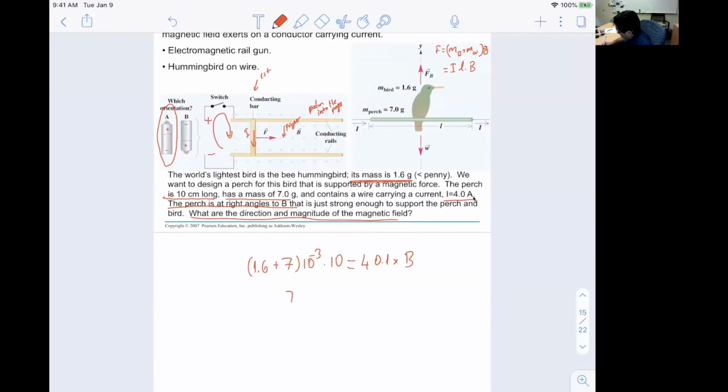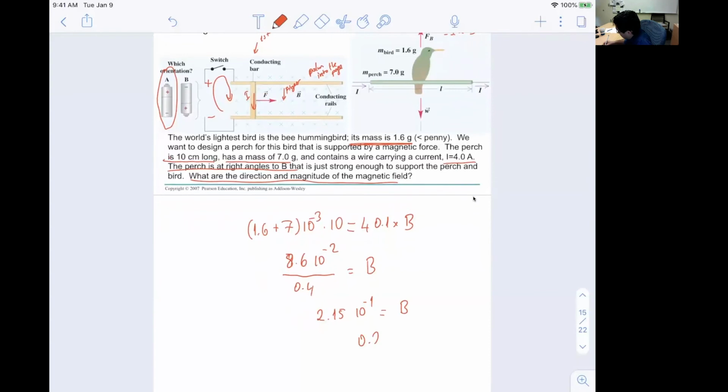Then you have 8.6 times 10 to the minus 2, divided by 0.4. It's going to give the magnetic field. So it's going to be 215 times 10 to the minus 1, 0.50 Tesla.